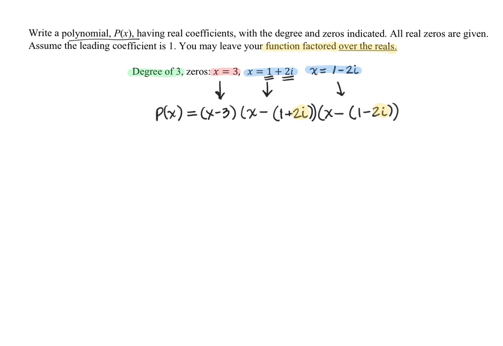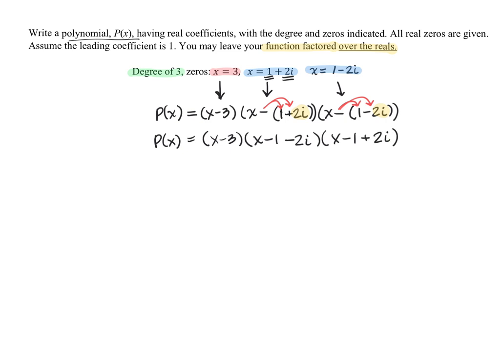We need to go ahead and do some multiplication. We want to multiply this out. I'm going to show you a few different ways of doing this. I'm going to start with the second two factors, and we have subtraction. So I'll start by distributing my negative in both of those factors. So that's going to give us p of x is equal to the quantity x minus 3. And then distributing here will give us x minus 1 minus 2i. And then my last factor will be x minus 1 plus 2i.